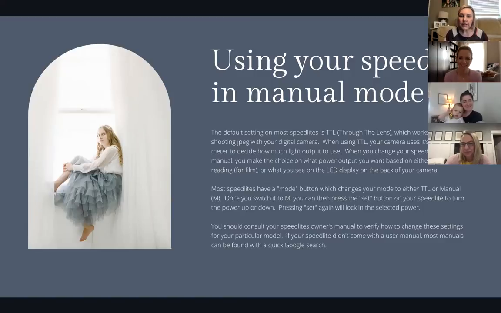So most Speedlights have a mode button on the back of them, which changes your mode to either TTL or manual, which is usually noted with an M. Once you switch it to M, you can press the set button on your Speedlight to turn the power up or down. Pressing set again will lock in your selected power.